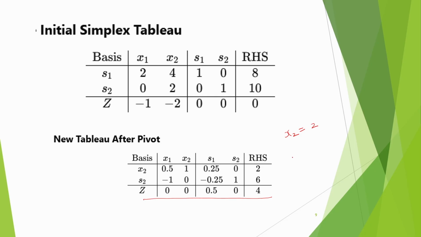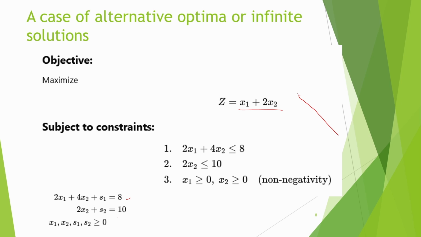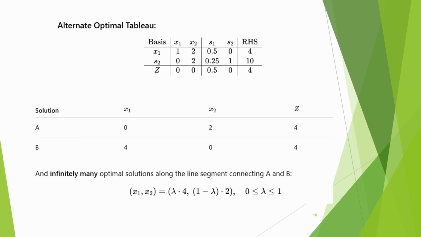X2 is equal to 2, s2 is equal to 6. So you don't have to put it in the objective function. X1 you can say 0. The objective function was what? X1 plus 2x2. So therefore its value is 4. In the alternate table also you are getting x1 is equal to 4 as a solution, and x2 will obviously be 0. S2 is there, but you don't bother about it. So basically you have got two solutions.